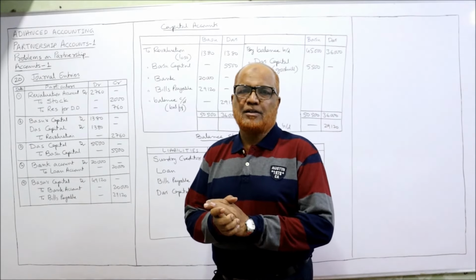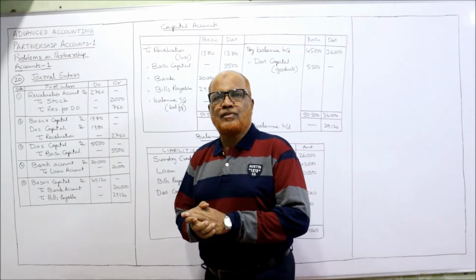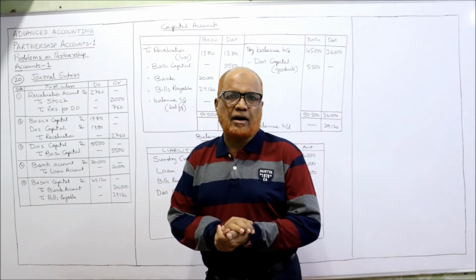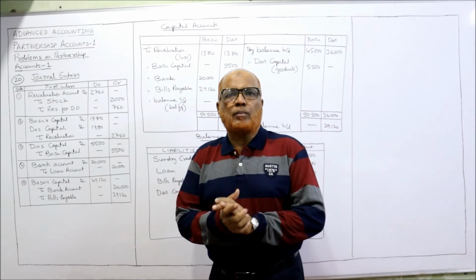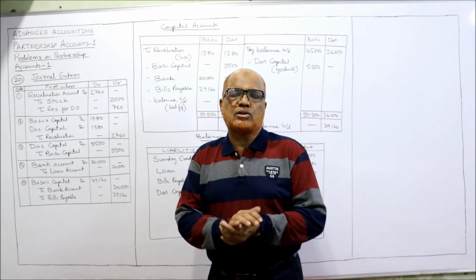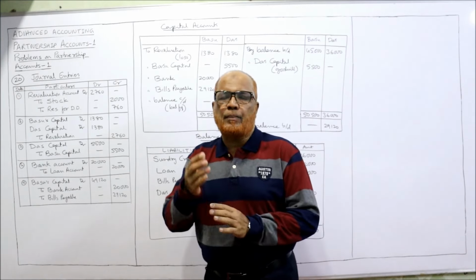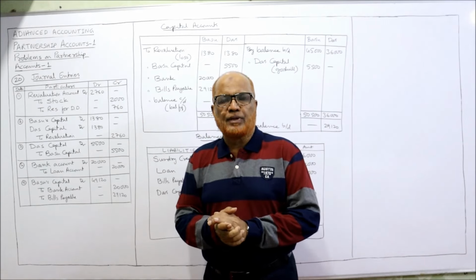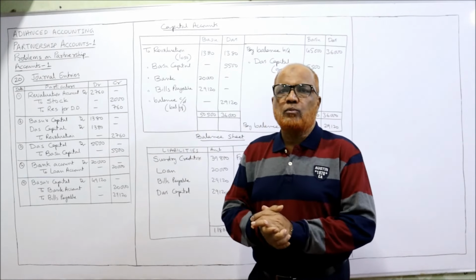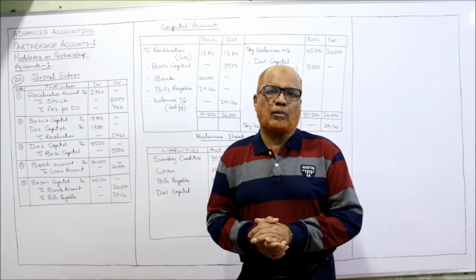I'm Hasham. So far 19 problems we have completed on partnership accounts. Last 3 problems we have completed on retirement adjustment to be made when a partner retires from the firm. Now in this video I'm going to explain you the 20th problem.